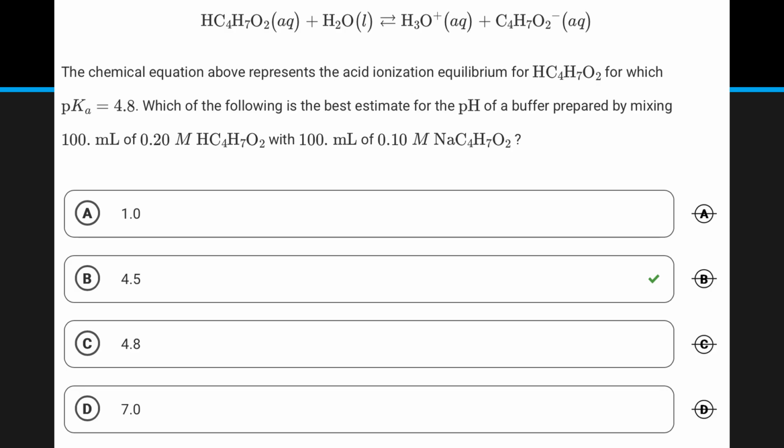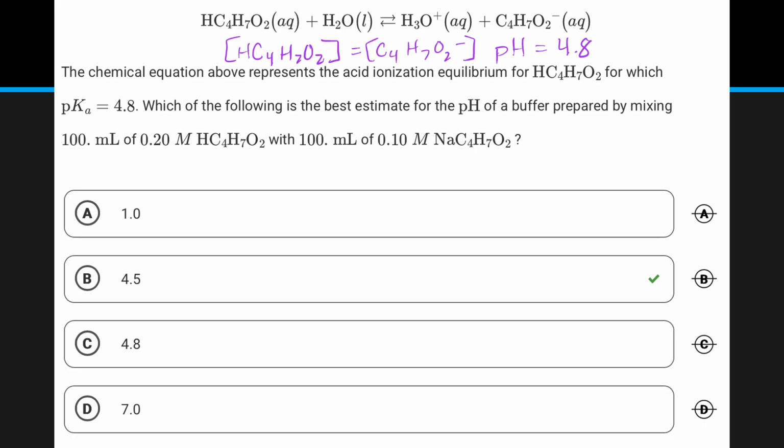Because we know at the pKa, which is the half equivalence point, our pH is going to be equal to 4.8. So that means that when our concentration of butanoic acid is equal to our concentration of butanoate, C4H7O2 minus, our pH is going to be 4.8.